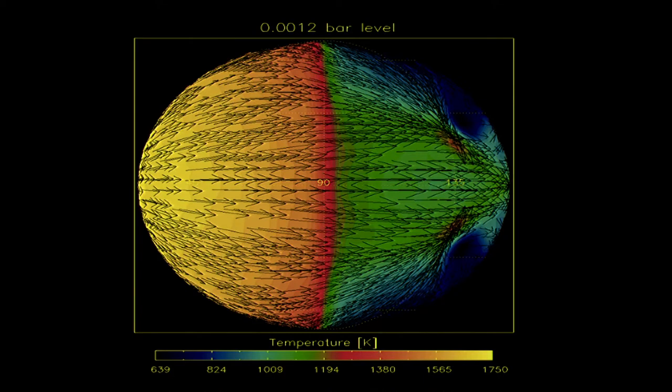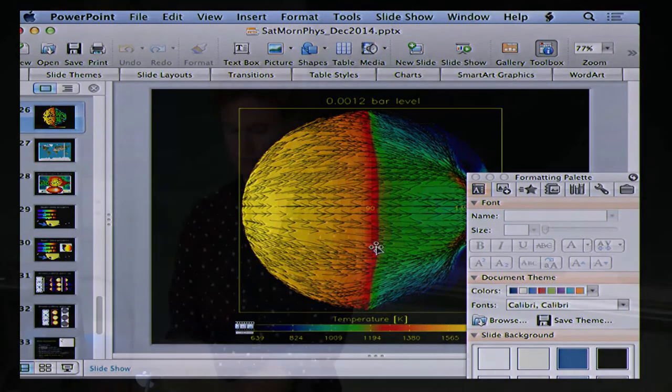Oh, I don't know why it's not working. I'm going to do a little magic, look at it a little differently.